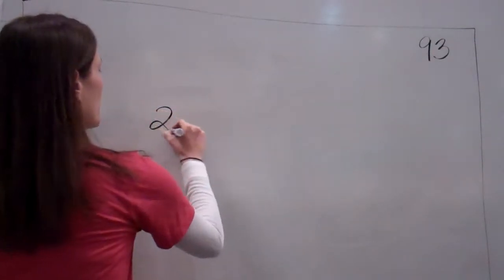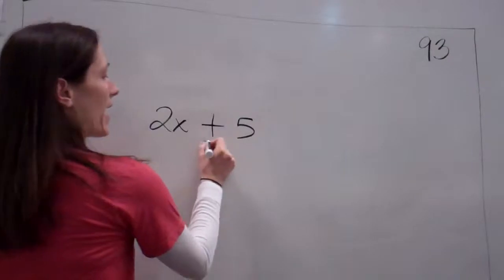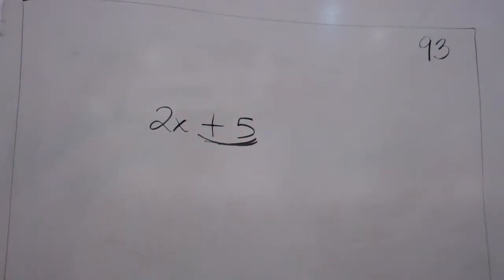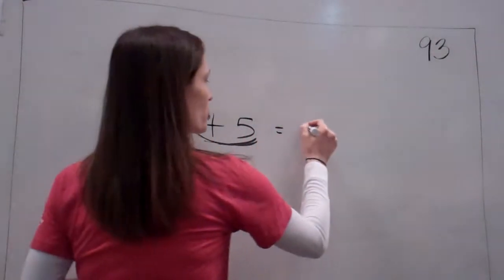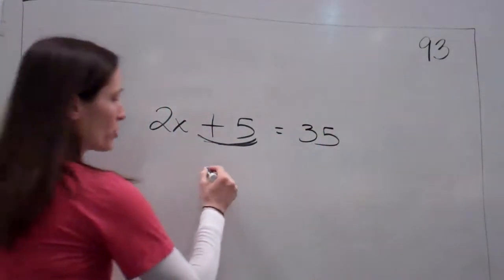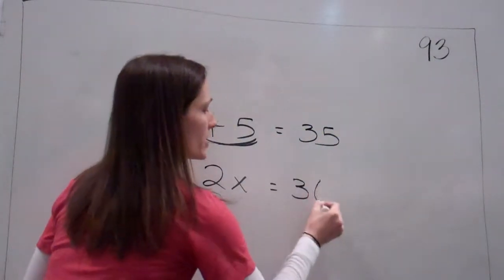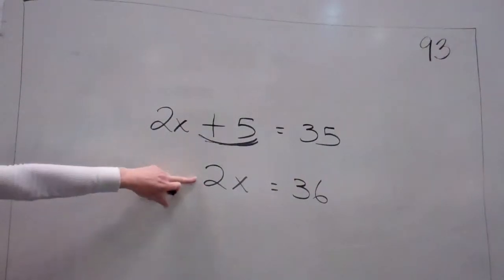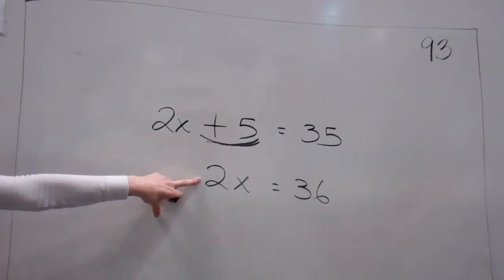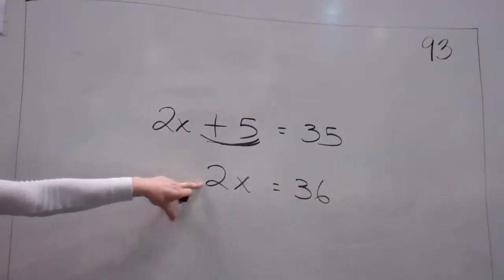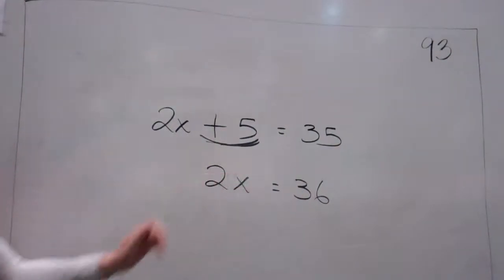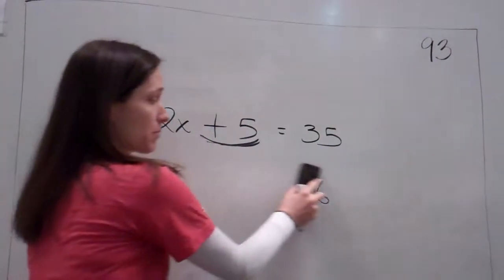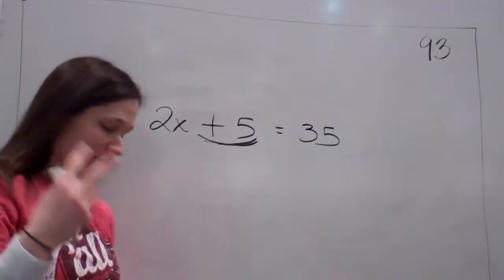In this lesson you're learning how to also add another part, like 2x plus 5 equals 35. So far you're used to working with something like 2x equals 36, and we would figure out what x is. Now it's two steps. Why? Because you're taking two steps.